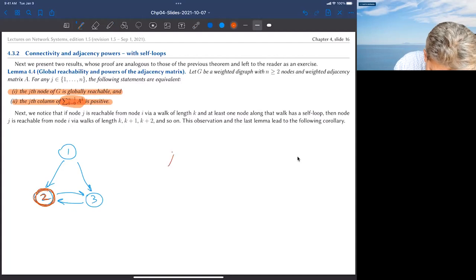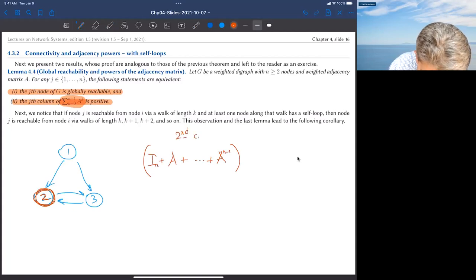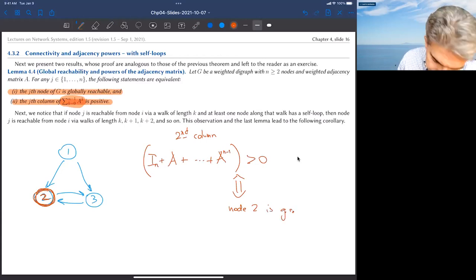So if I am interested in knowing that there exist paths from everywhere to node 2, what I need to do is to take A, sum A with itself all the way to the power n minus 1. Look at the second column. And if this is positive, well, this is positive if and only if node 2 is globally reachable. Perfect. All right.